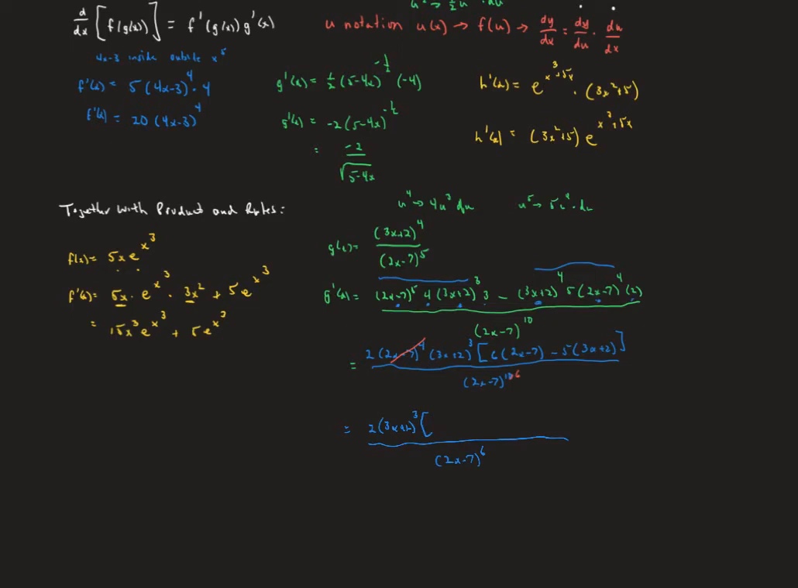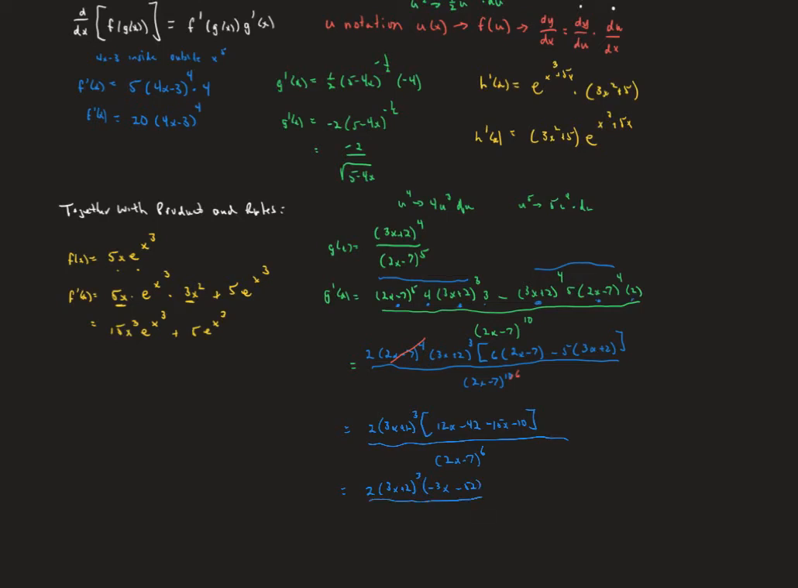Okay, so inside the brackets, we're going to distribute. 6 times 2x is 12x. 6 times negative 7 is a negative 42. Negative 5 times 3x is a negative 15x. Negative 5 times 2 is a minus 10. We're almost done. So this is going to be 2 times (3x plus 2) raised to the third. And now the 12x minus 15x is a negative 3x. The negative 42 minus 10 is a negative 52.